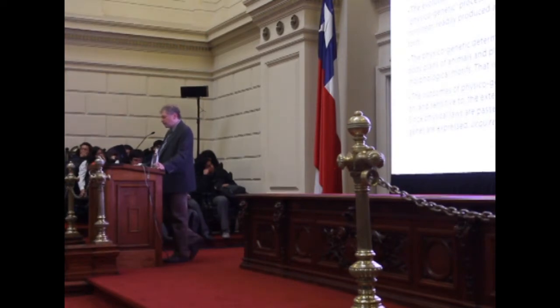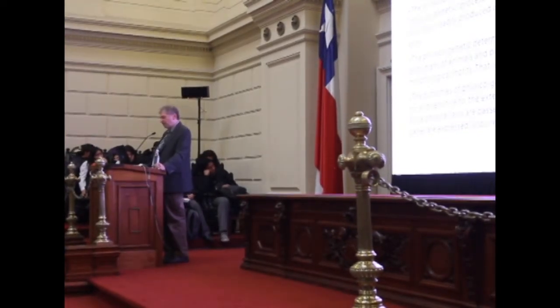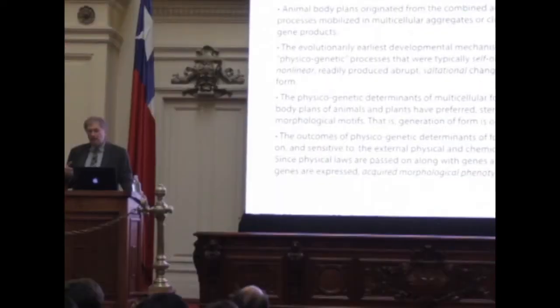The outcomes of physicogenetic determinants of form are dependent on and sensitive to the external physical and chemical environment. Since physical laws are passed on along with genes and determine how genes are expressed, acquired morphological phenotypes can be inherited. Okay, now we see that less in modern-day organisms because there are so many backup mechanisms and redundancies, so that embryos tend to look like they're programmed to go in a certain direction. But if you think about the most ancient embryos, they were much more susceptible to physical changes in the environment than modern-day embryos.